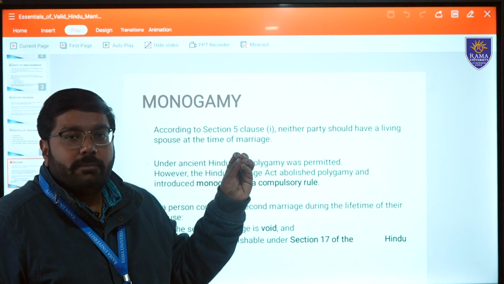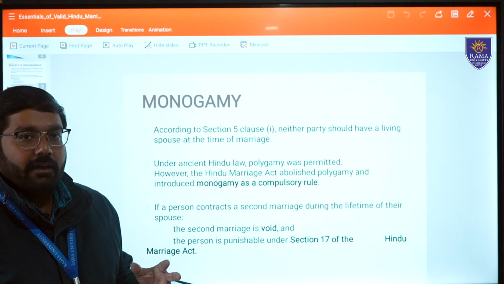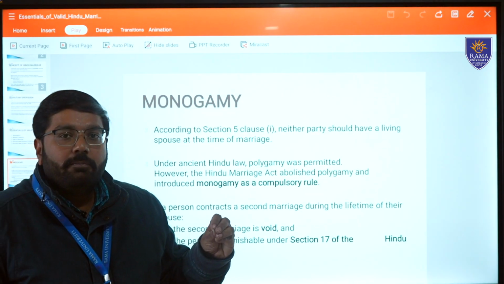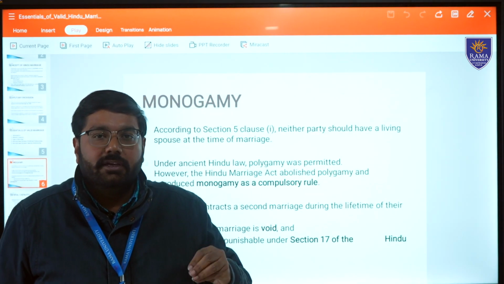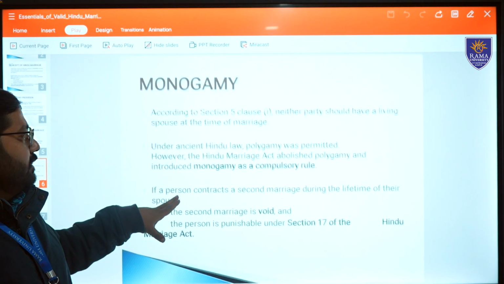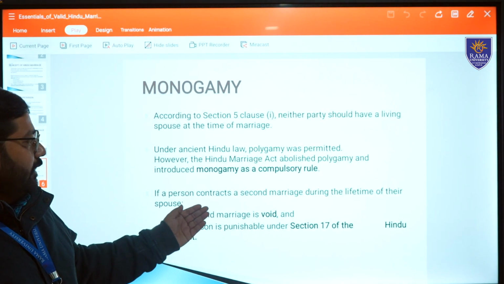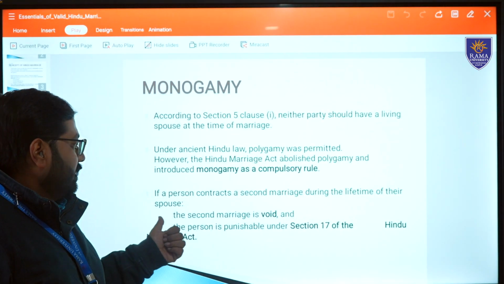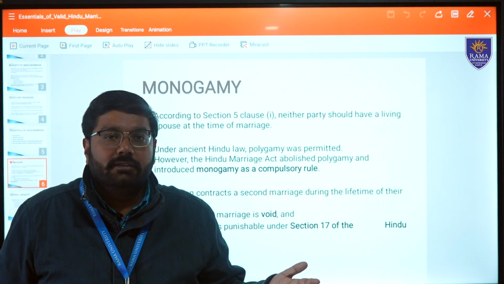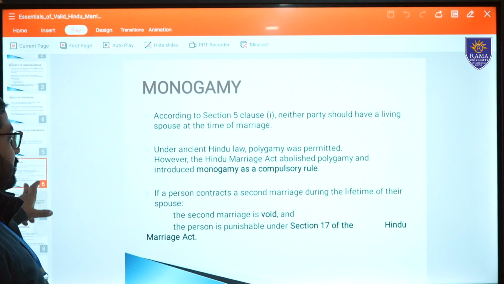First condition of the Hindu marriage is monogamy. According to Section 5, Subclause 1, neither party should have a spouse living at the time of marriage. Under ancient law, polygamy was permitted, but after the codification of the Hindu Marriage Act, polygamy is abolished and monogamy was introduced as a compulsory rule. If a person contracts a second marriage during the lifetime of their spouse, then the second marriage is void, and the person who made the second marriage is also punishable under Section 17 of this Act.